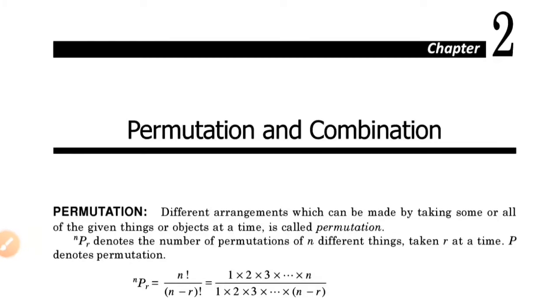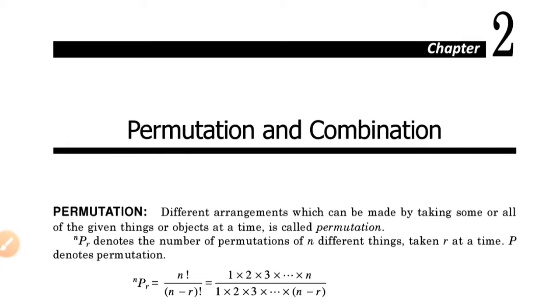Today we will start chapter number 2 of part 1 of the course Quantitative Aptitude and Reasoning, that is Permutation and Combination. Viewers, permutation and combination are very important and valuable concepts, and these concepts are asked in almost all competitive examinations and departmental tests for admissions in different institutes, including colleges and universities.